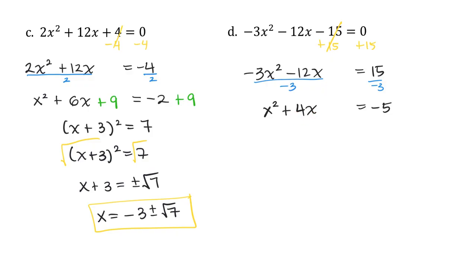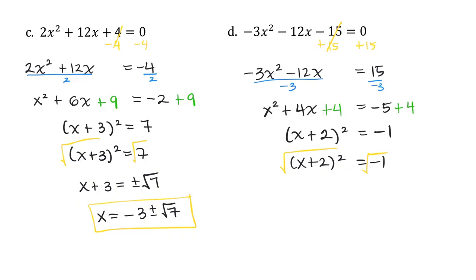Okay, now let's complete the square. 4x divided by 2 is 2, plus 2. 2 times 2, 4. Add it to the right side. Let's do a binomial square. X plus 2 squared equals negative 1. Okay, let's square root it. X plus 2 equals, what's the square root of negative 1? Well, it's imaginary. So it's 1i or just i. Either way is fine. So plus or minus 1i, or you can just write i. Okay, I'm going to minus the 2. So negative 2 plus or minus i.